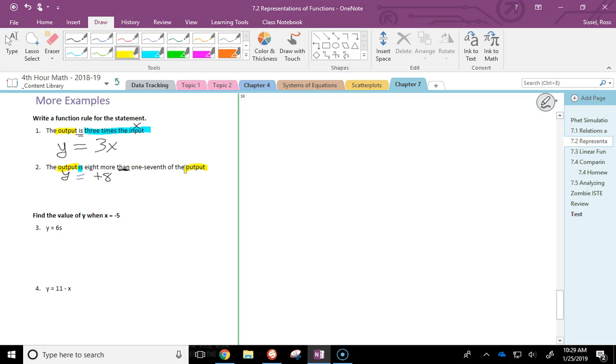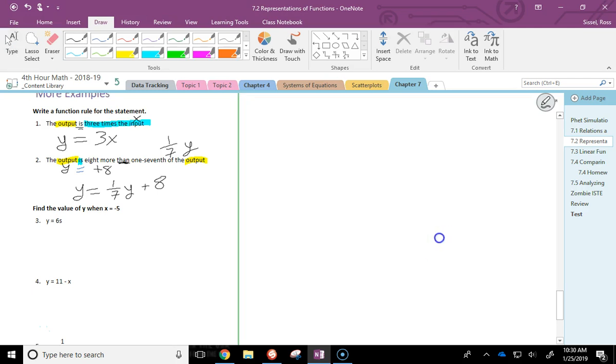Ooh, good. I could say that, or I'm just going to put this there. He was asking if I divide y by 7. We will end up, but what we'll do first is 1/7 of our output is that. 1/7 of y. Now it's 8 more than this. So we would write my output is equal to 1/7 y plus 8. Kind of tricky on that one.